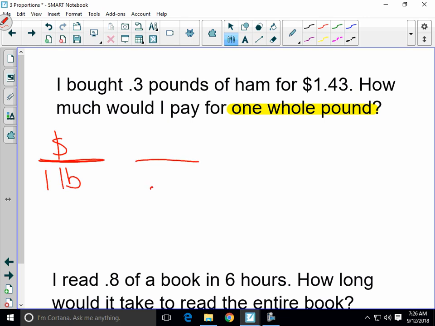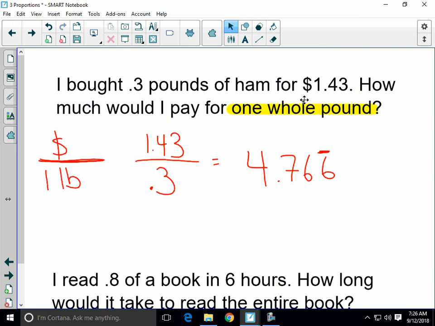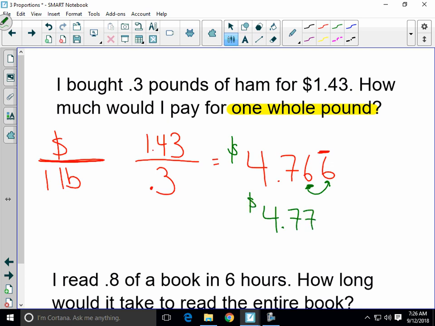0.3 pounds, so that's going to go in my denominator. And it was $1.43. So I would type this in my calculator, 1.43 divided by 0.3. And here I get 4.766, and that 6 is actually repeating. But we're talking about money. Whenever you're talking about money, you're going to round that to the hundredths place. So that is either going to be $4.76 or $4.77, depending on the number next to it. The number next to it is 5 or higher, so that's going to bump up to $4.77. So it's $4.77 for 1 pound.